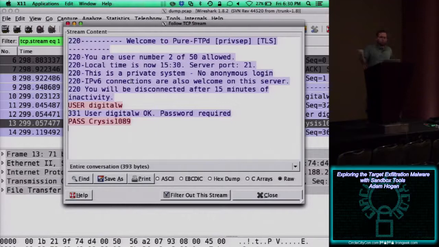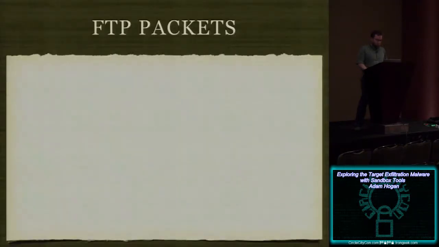And apparently, according to people who have worked on actually tracing back the malware's authorship, this also tells us something about the authors. Apparently, Crisis 1089, the password, some rallying cry for the Ukrainian revolution. A Ukrainian revolution. I don't know which one. Can't keep track. All right, so there's some more information we're able to gather by dynamically analyzing this process.